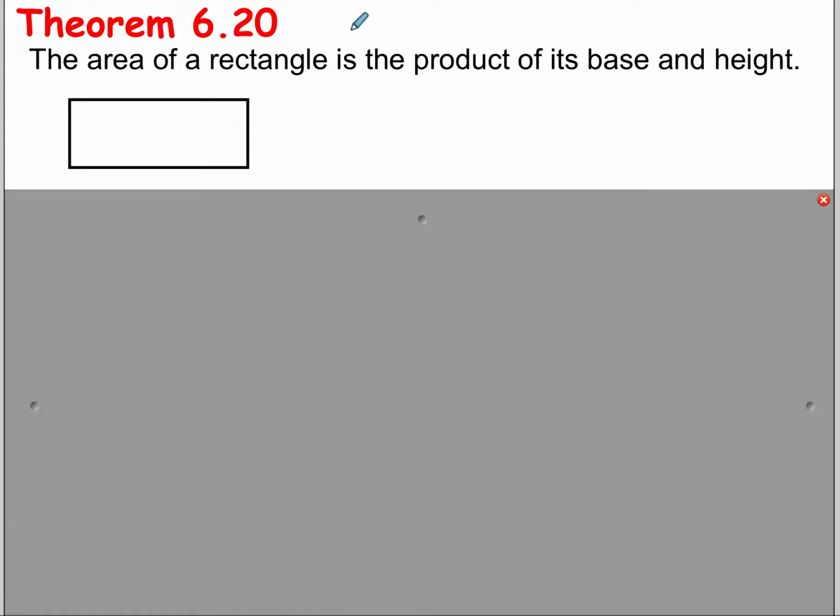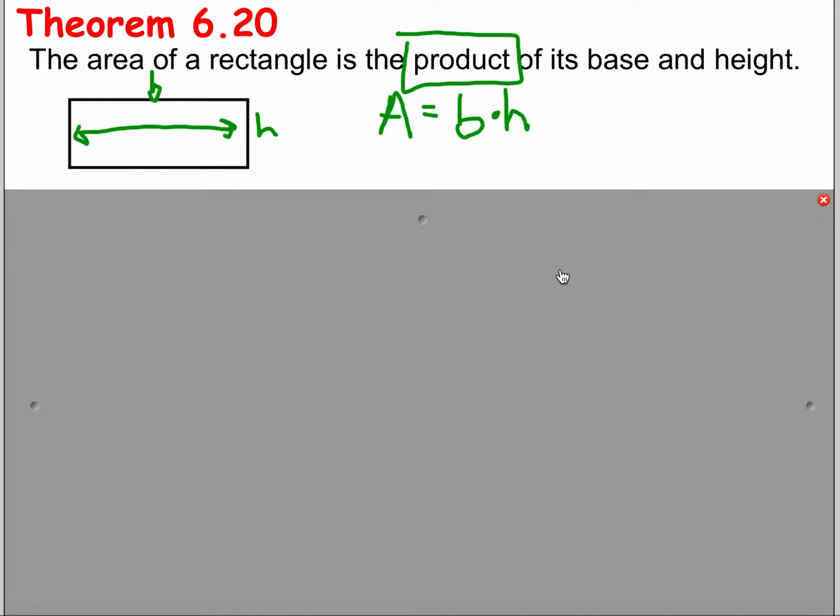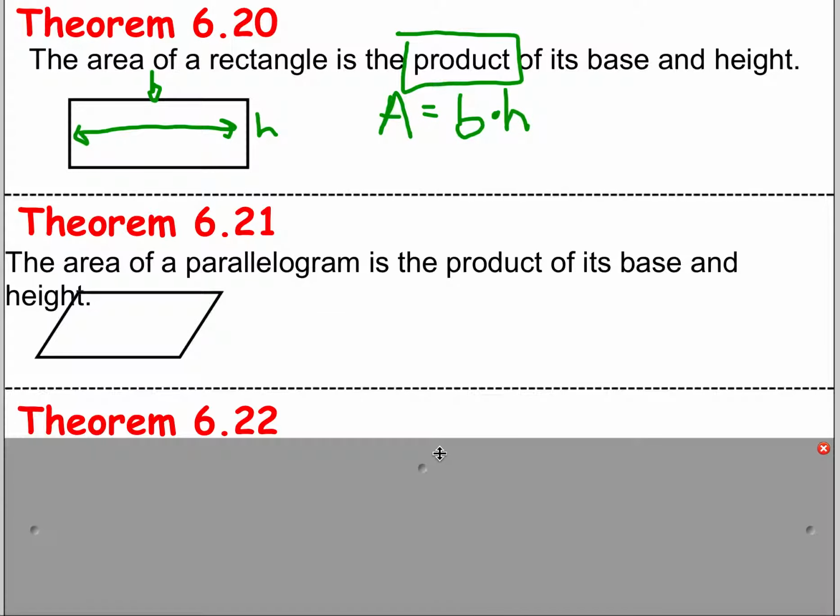Theorem 6.20: the area of a rectangle is the product of its base and its height. So in this specific example, it's calling these two sides the bases, and in a rectangle, remember, it's a parallelogram, so the opposite sides are going to be congruent. So we could call them both a base, but we just need one of them. It's calling this side and this side right here the height. So the area is going to be the product, which means I'm multiplying, of the base and the height. Okay, this is a rule that you all should already know to be true.